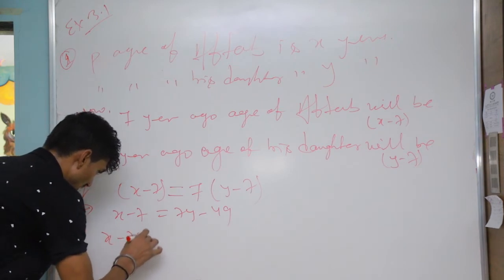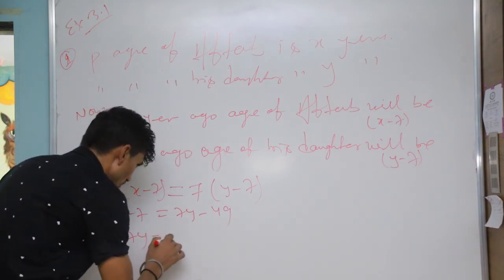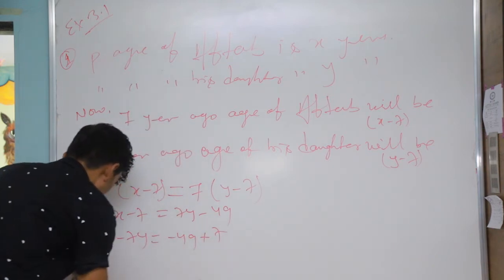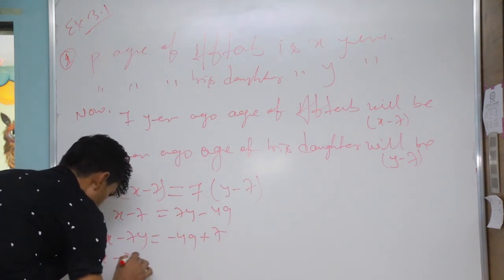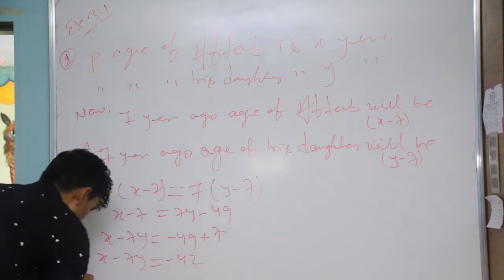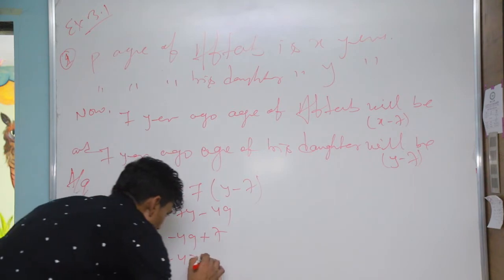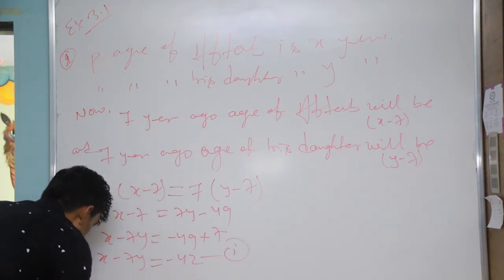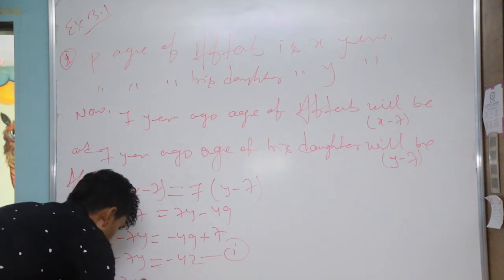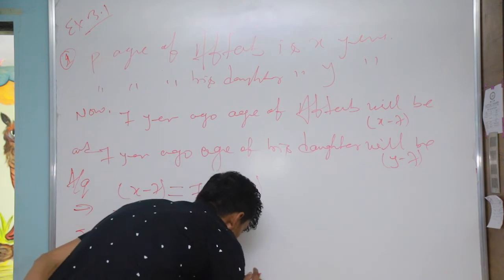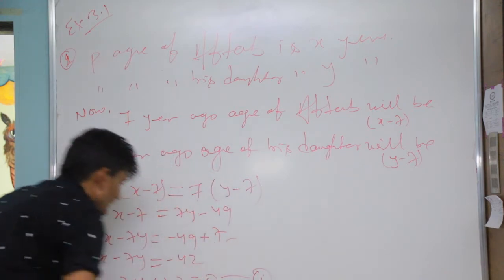X minus 7y equal to minus 49 plus 7. That is x minus 7y equal to minus 42. That is one equation. Or we can write x minus 7y plus 42 equal to 0. That is equation number first.